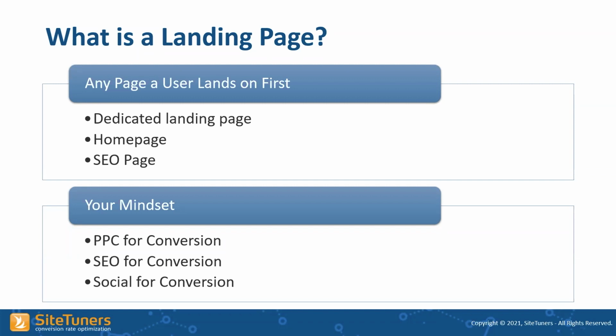Now, we usually think of landing pages as a dedicated landing page, or it could be a squeeze page. We have some ad, whether it be a Google ad or a Facebook ad or whatever you're doing, right? And it goes to a landing page where you're trying to get them to sign up, buy something and so on. But those aren't the only types of landing pages. Your homepage is a landing page potentially. And every page on your website that is SEO'd could potentially be a landing page.